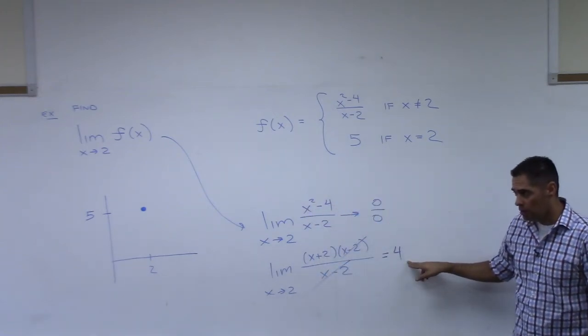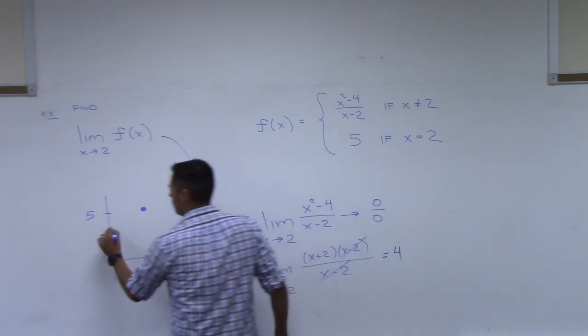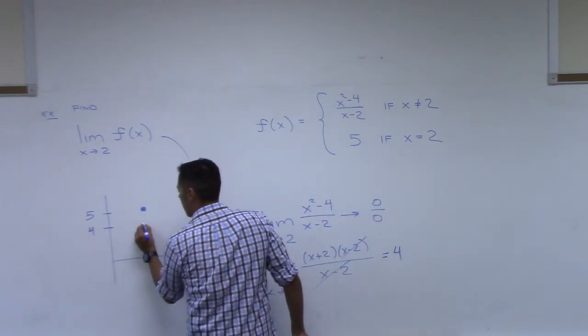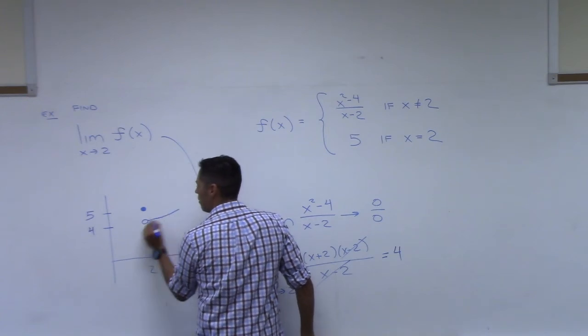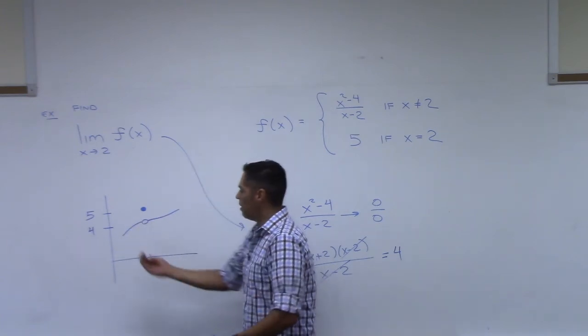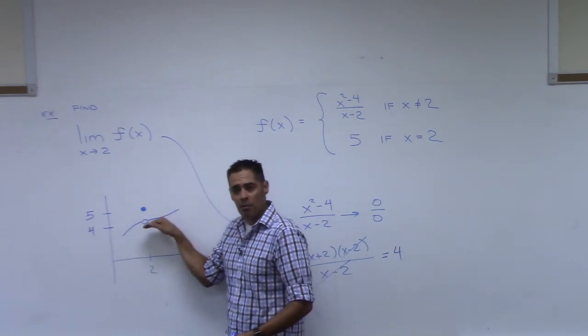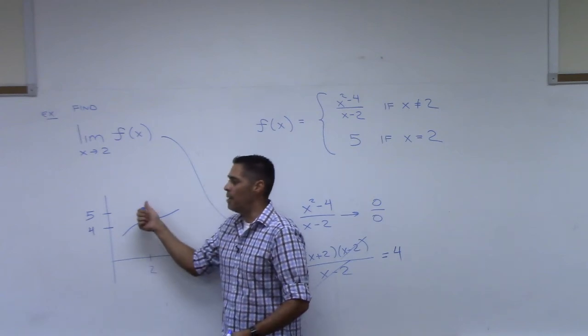We're headed to 4. So 4 is down here. So that means I put an open circle here, and I've got this picture. See, from the left I'm headed to 4, from the right I'm headed to 4, but at 2, I'm up at 5.